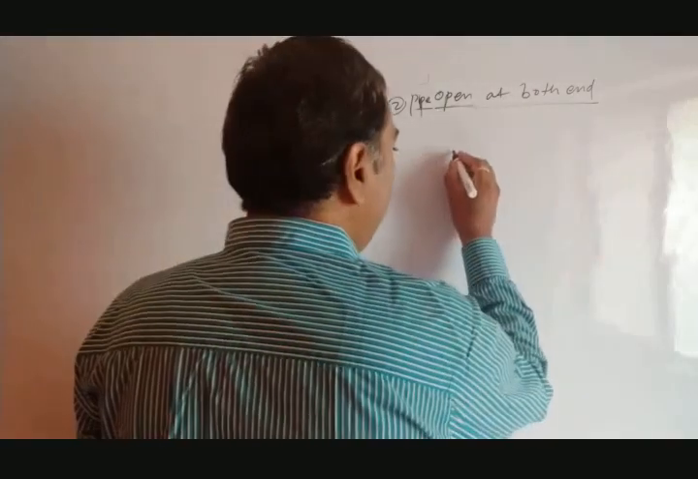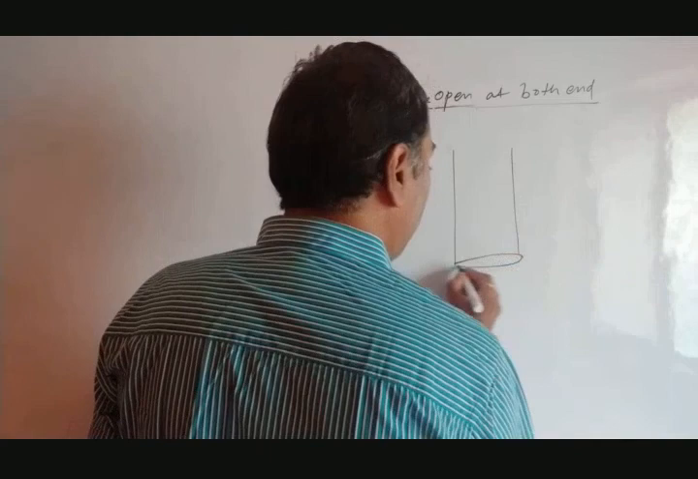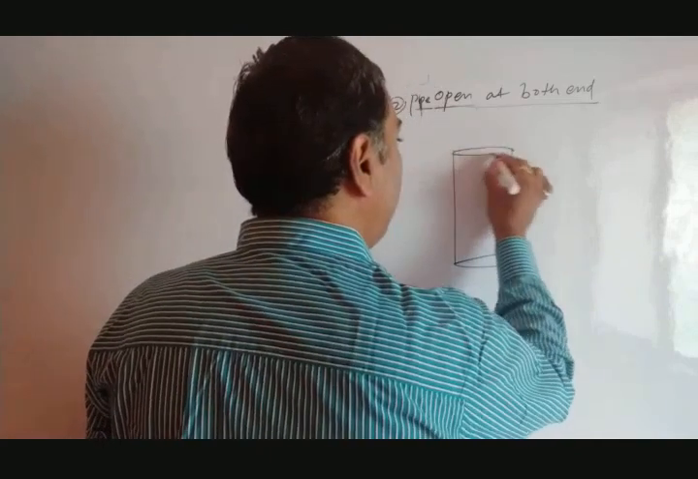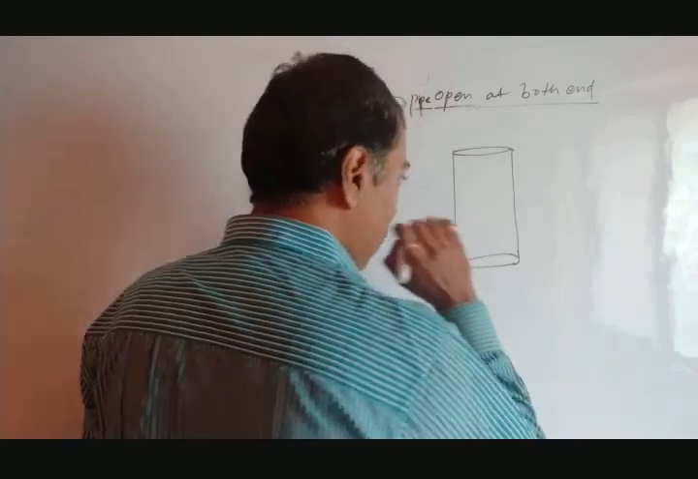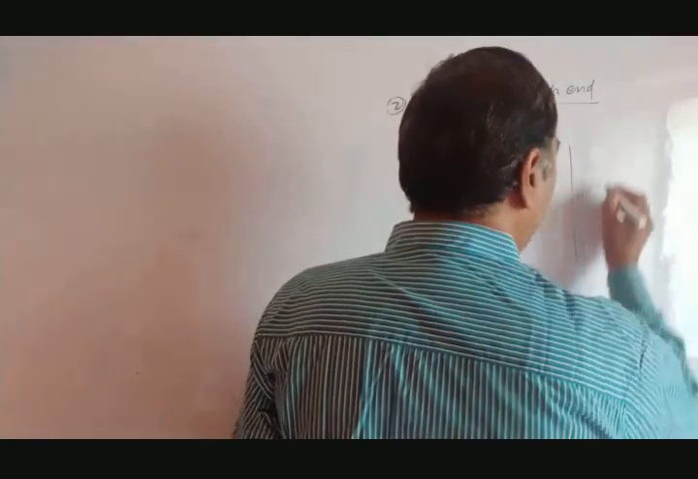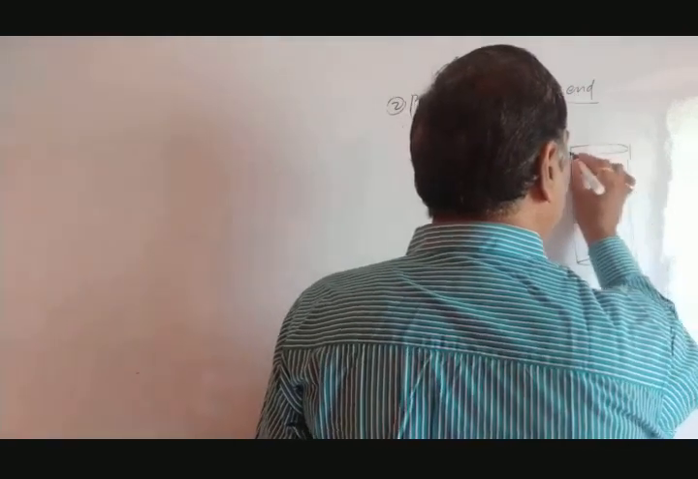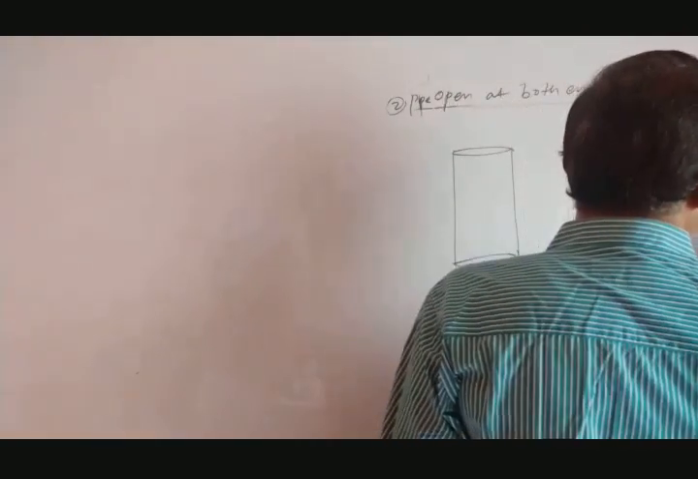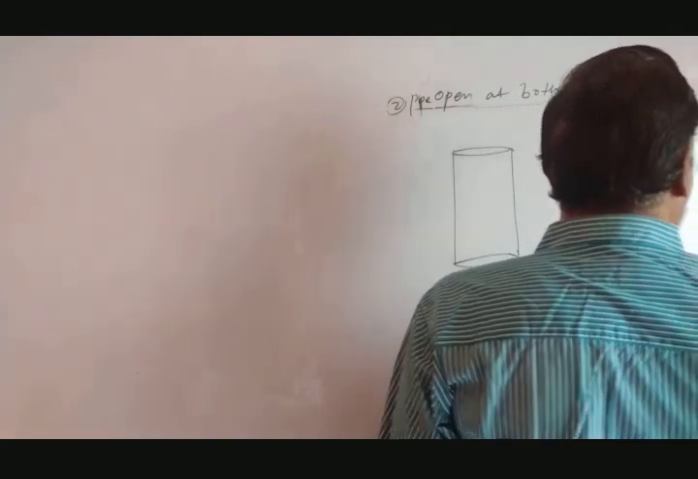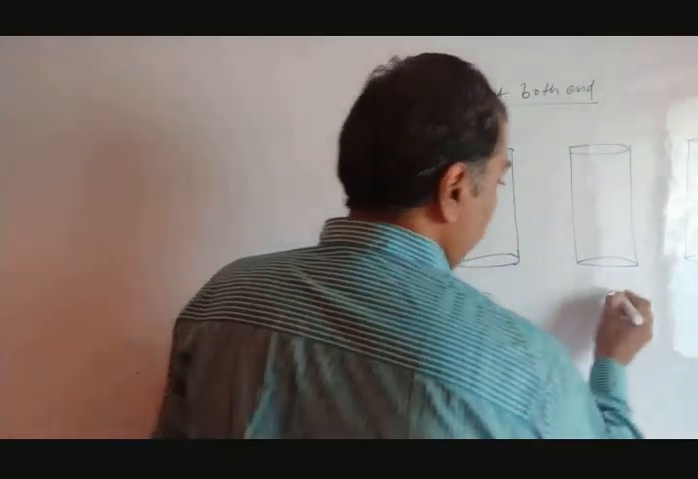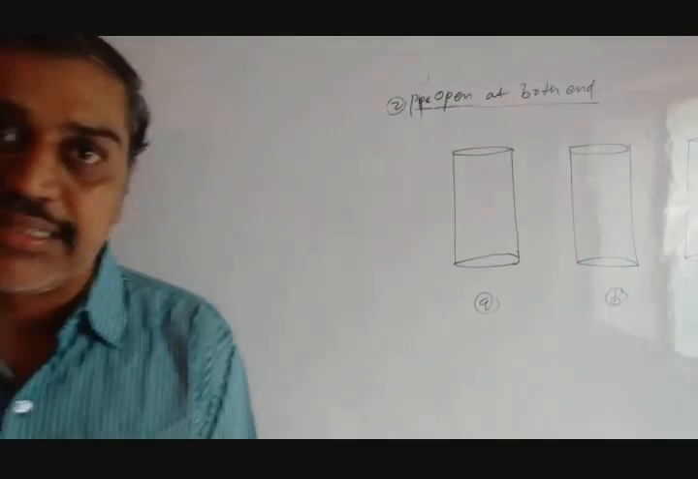Let's draw it here. I will try to draw it. Suppose this is the first pipe. This is the first diagram of the pipe I have drawn. Similar to the last one, let us draw the three diagrams. This would be the second one, and this would be the third one. So these are figure A, figure B, figure C.